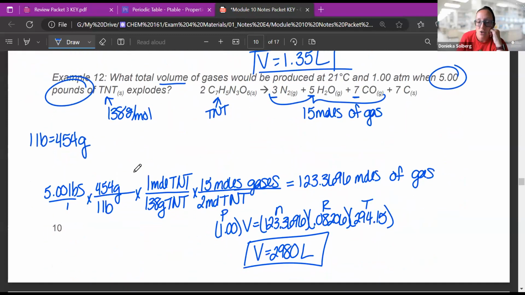Okay, I did my conversion, converted to moles with the molar mass of TNT, 15:2 ratio. I would make this many moles of gas, which is a lot of gas. Okay, for what was this, 5 pounds of TNT. Plug that into PIVNERT, just like I did in the last question, and make 2,980 liters. Now, if you think about it, that should kind of make sense. 5 pounds of TNT creates a lot of gas. So 2,980 liters would be an appropriate answer if I wanted to make sure my answer makes sense.